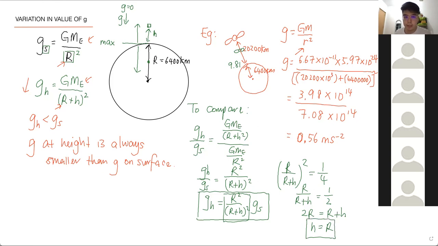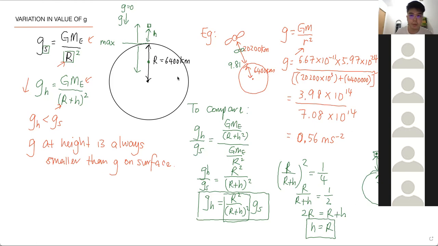So if I draw it on the diagram, it is somewhere here. This is the Earth, this is the radius, and another radius here. This is h here. So if the object is here, then the g is 1/4 of the g at the surface.